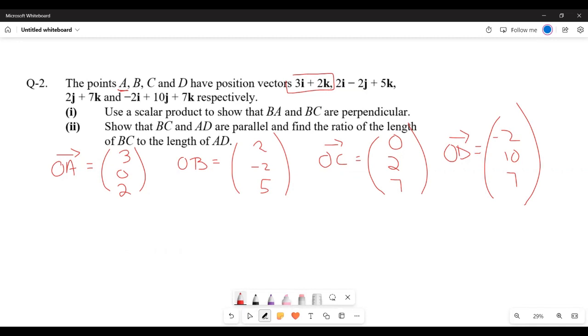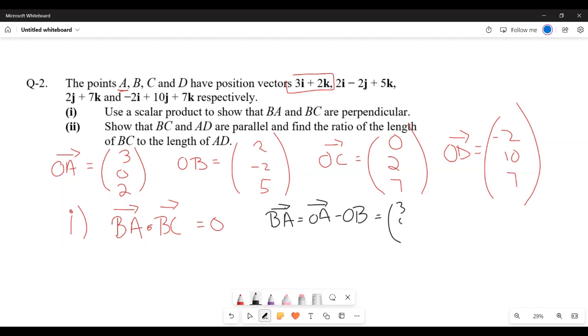Okay. Part 1 says use scalar product to show that BA and BC are perpendicular. So you'll have to show that BA dot BC should be equal to 0. This is what we have to show. However, we don't have BA and we don't have BC, but we know from O levels that BA is OA minus OB.